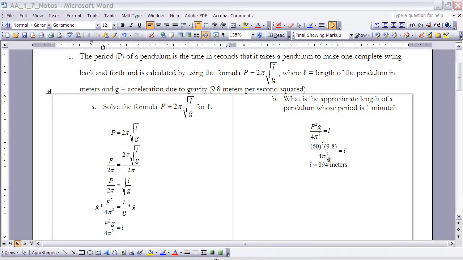Remember, pi is a number, so when we go to calculate that, we're going to use that pi key on our calculator. So if I plug this into my calculator, it gives me a number that is very close to 894 meters.